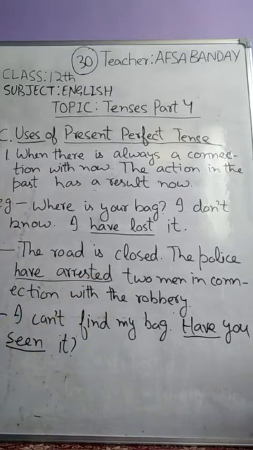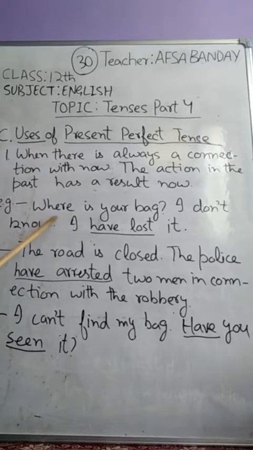So its first use is when there is always a connection with now, the action in the past has a result now. That means there is a connection between past and present. The action has started in the past and it is still connected with the present. So there is always a connection between past and present, and in those situations we use present perfect tense.